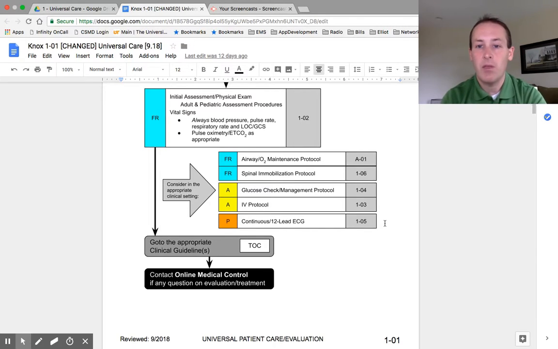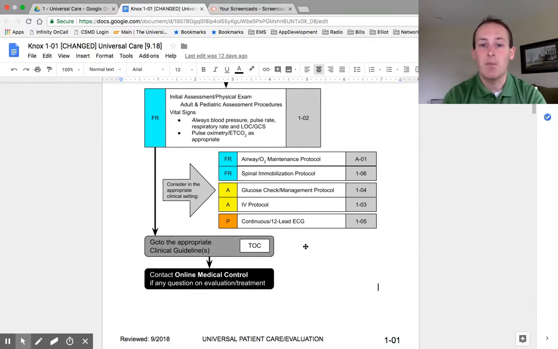Once you've gone through these basic elements on every patient encounter, then you're going to go on to the actual clinical guideline that is pertinent to that patient's condition, which again, you can refer back to the table of contents, and we will eventually get into those individual clinical guidelines.